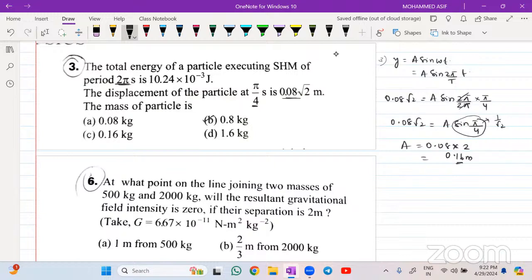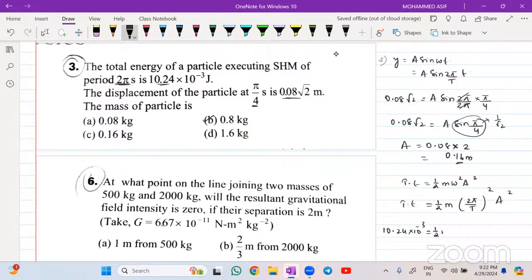We have to find the mass. He has given me the total energy. Do you remember the formula for total energy? Total energy is equal to half into m into omega square into A square. So that is equal to half into mass, which we have to find, into omega, which is 2 pi by capital T, whole square, into A square. And total energy is already given in the problem: 10.24 into 10 power of minus 3.